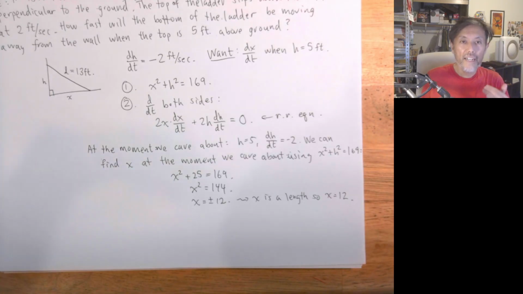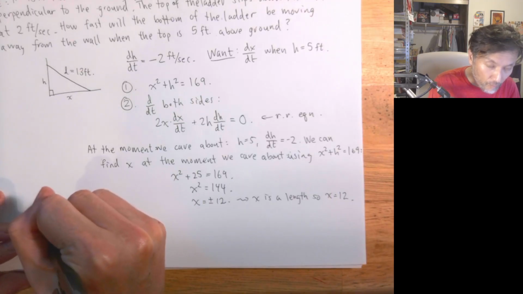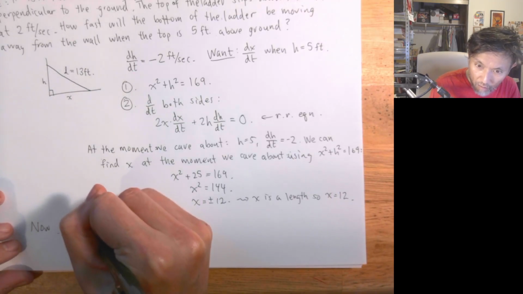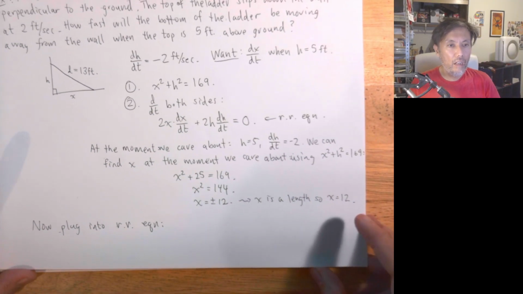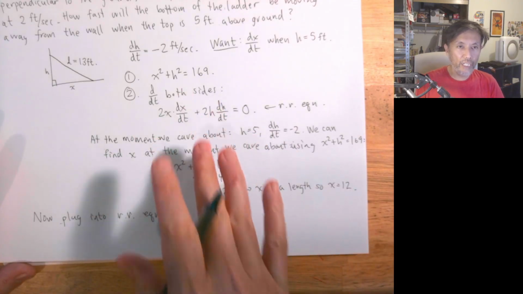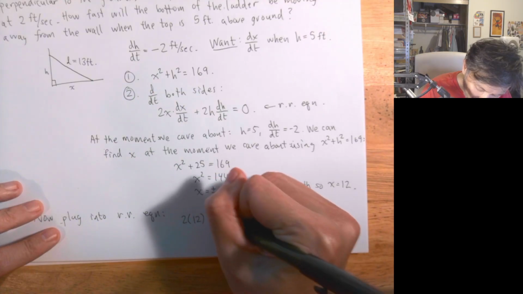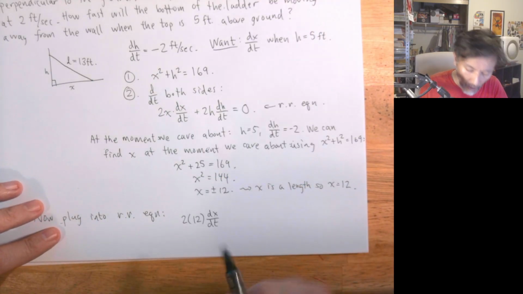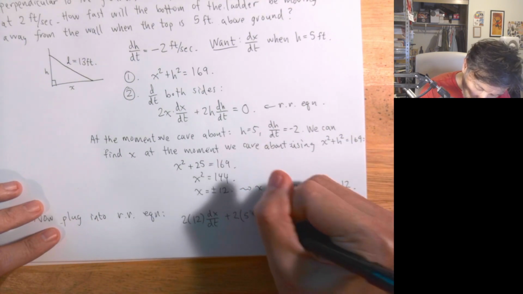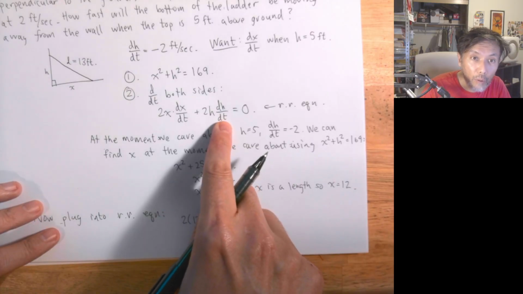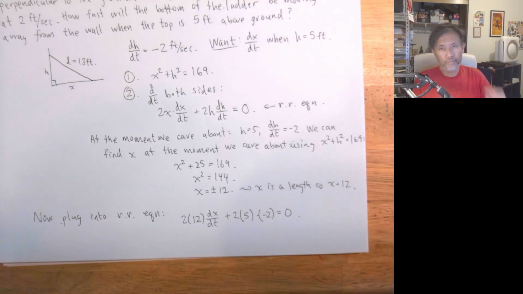Great. Now we can plug in all of this information into the related rates equation. I'm going fast because I'm out of time. We're going to plug all this information in. And so what we obtain is that 2 times 12 times dx/dt, and dx/dt is the thing we're hunting for, plus 2 times, what was h again? 5 times dh/dt. And what was dh/dt? It was -2. But this was all equal to 0.